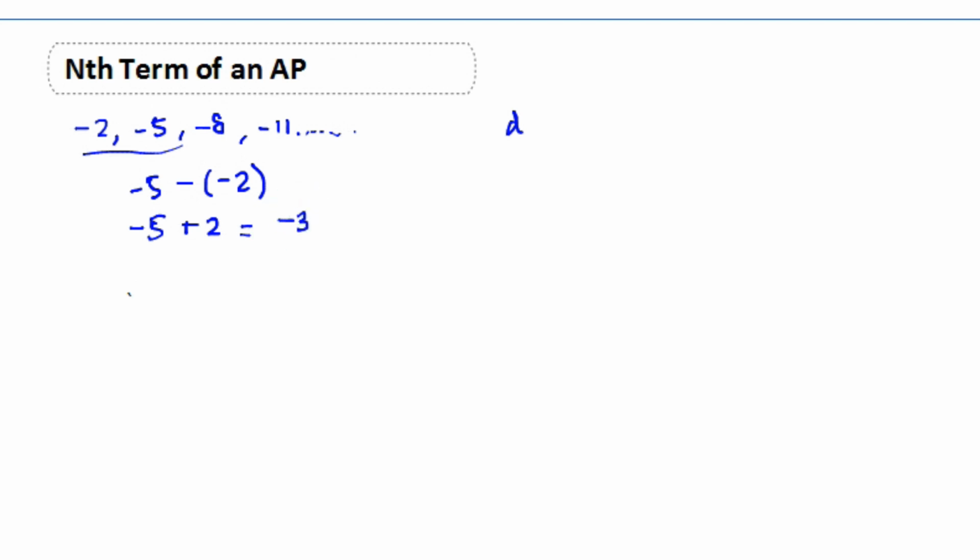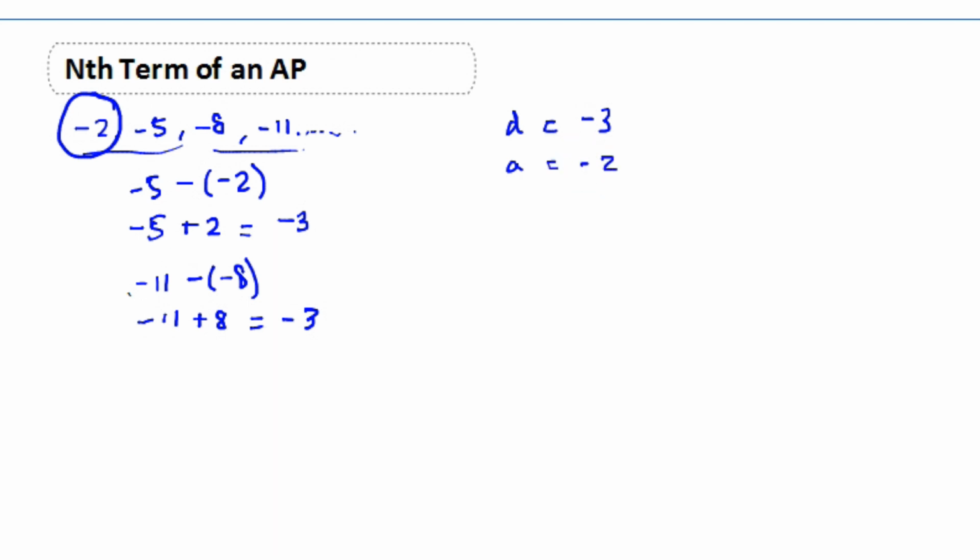That's the common difference. Or let's take these two terms and see what we get there. Negative 11 minus negative 8 becomes negative 11 plus 8, which again gives me negative 3. So we know that the common difference is negative 3. Let's write that down here, and we also need A, which is the first term. The first term of the sequence we can see here is negative 2. So A is negative 2, and we need to find out what the nth term of the sequence would be.